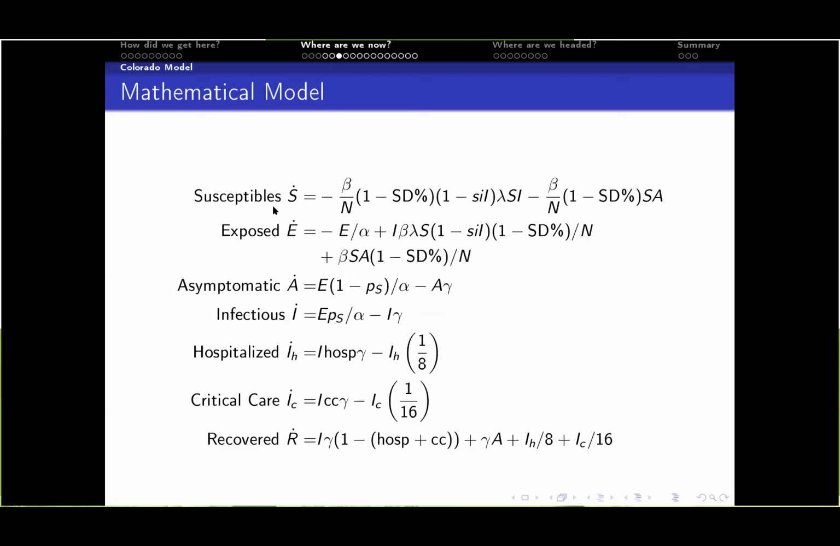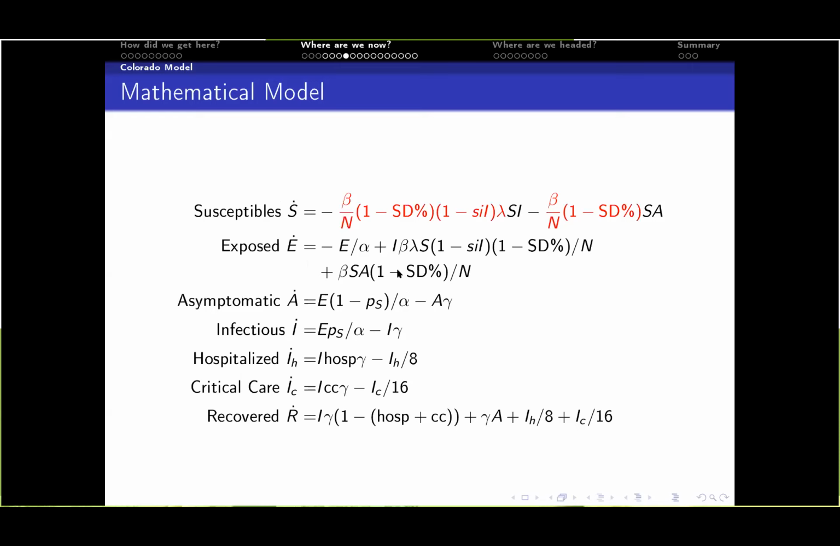So this is the actual mathematics, and it's not super critical. You see susceptibles, exposed, asymptomatic, infectious, hospitalized, critical care, and recovered. It's just the SEIR structure that I told you about earlier. The important thing to note here, and there's a variety of ways that we're doing this, is that this is really where the time dependence comes in.